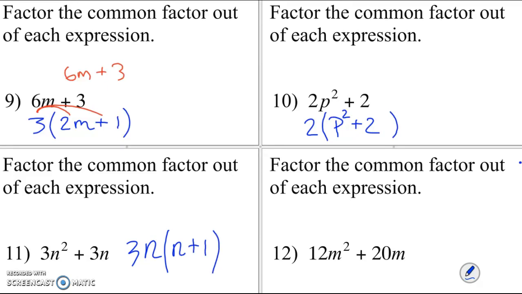Okay, last one. This is a little trickier. We can take a 4 out, I believe, a 4 and an m out. So the greatest common factor is 4m. So you take a 4m out of there, you take a 4m out of there. So what's left is 4m times 3m.